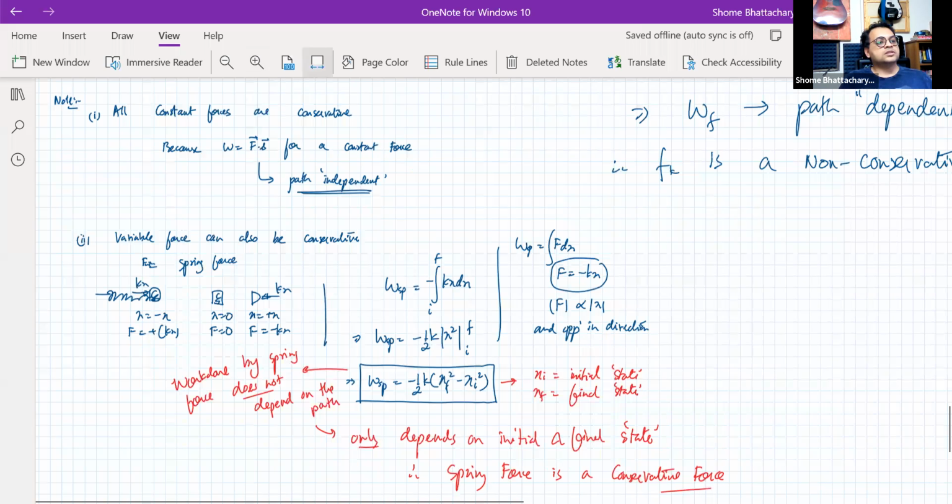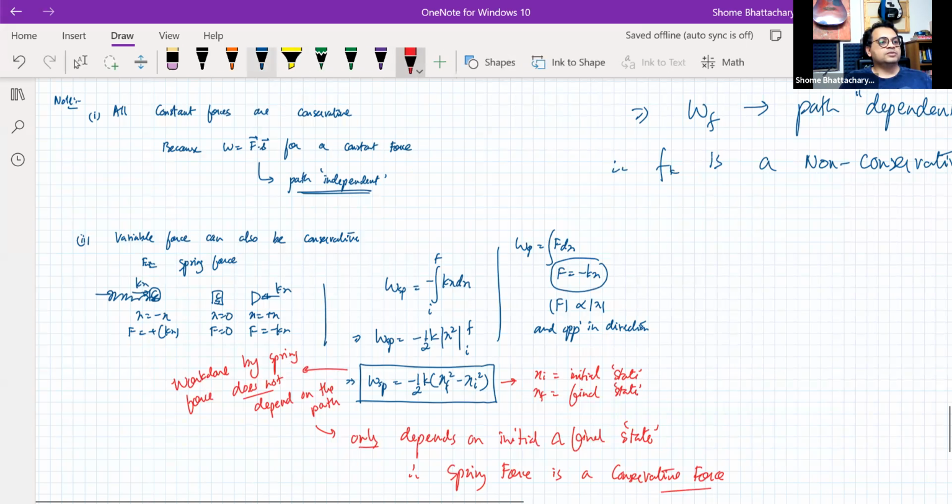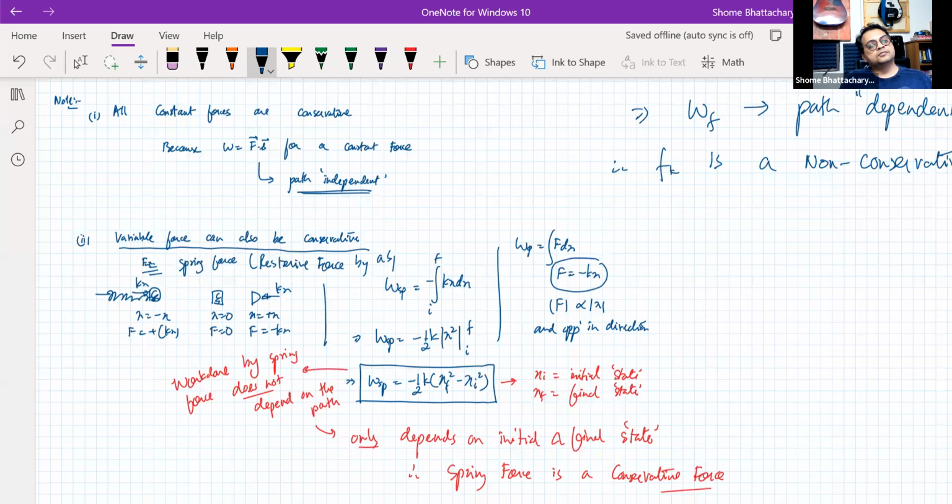So while all constant forces are conservative, as we have observed above, a variable force can also be conservative. And an example of that is the spring force. Okay, the restorative force applied by a spring, that's an example of a conservative force.